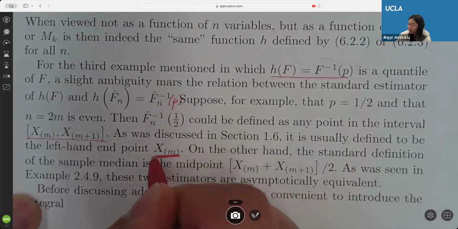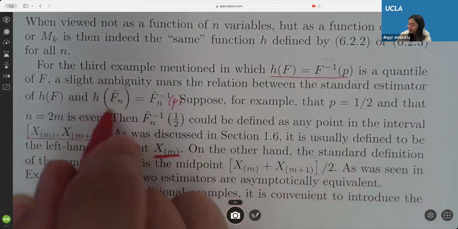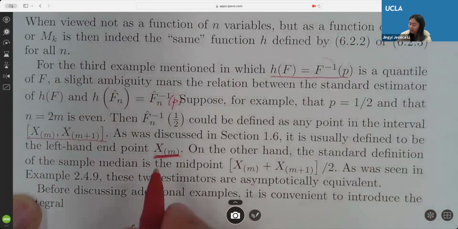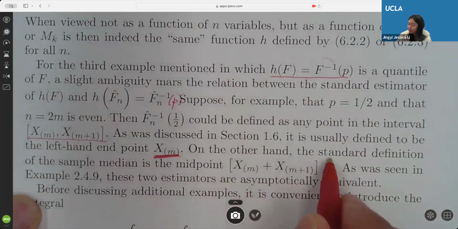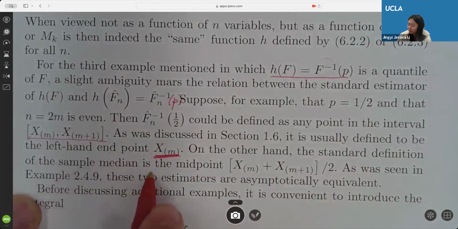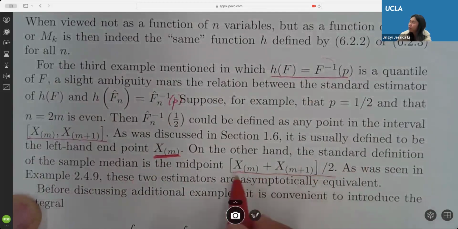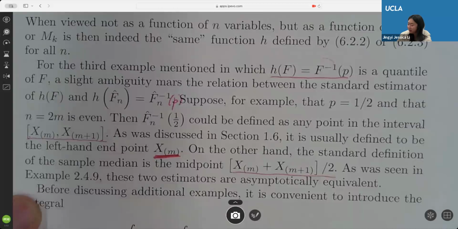On the other hand, you see this is the plugin version estimator for the population median, which is this xm. But the standard definition of the sample median is the midpoint. We take these two possible data points that can both be median, and we take their average. So this is the plugin, and this is the standard way, the one you do intuitively. But you can imagine, if your sample size is large enough, then it doesn't really matter, because the two values xm and xm plus 1 must be very close to each other, right? That's why it's asymptotically equivalent.